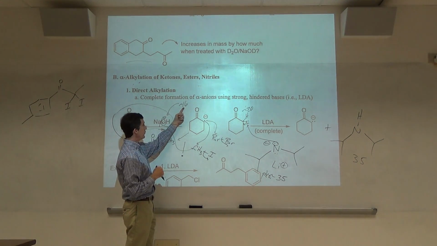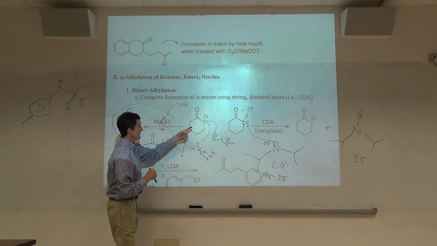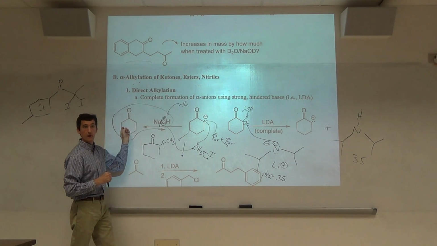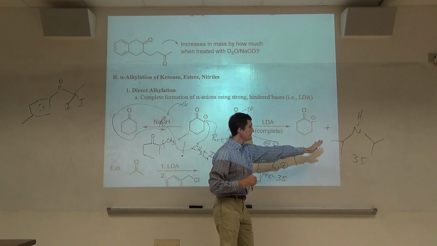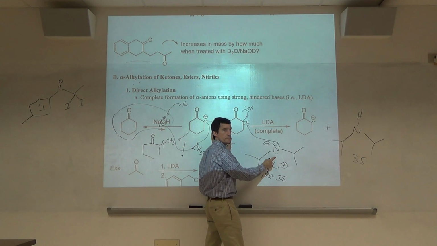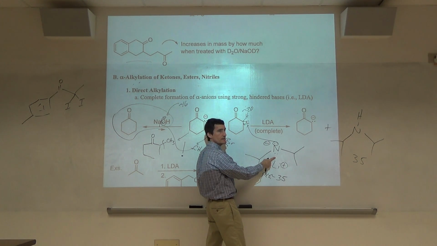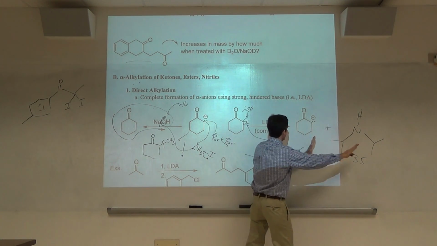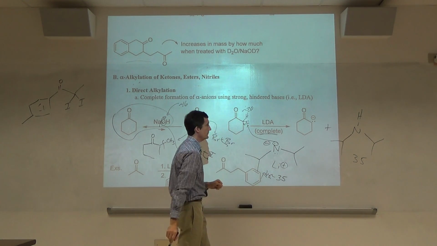Let's see, when we use 16, that was not favored. This was favored. We have a stronger base, completely favored. When this is done, do you have any of this left? I mean, you've got 1 out of 10 to the 17. That's none. Okay? None of this is left. This is complete because we've got a stronger base.